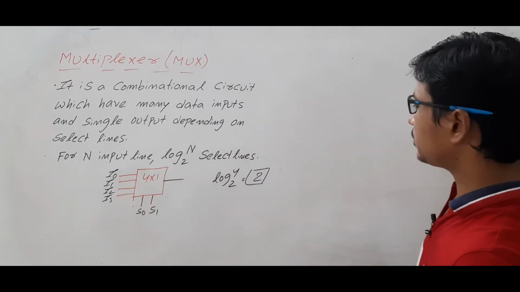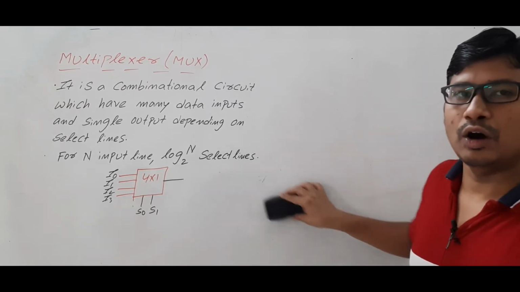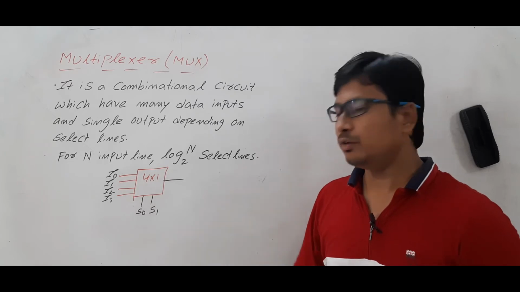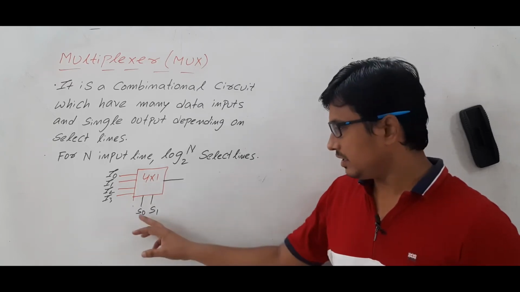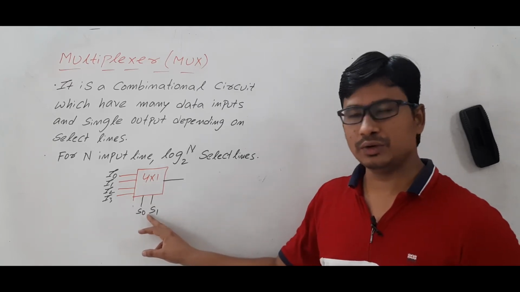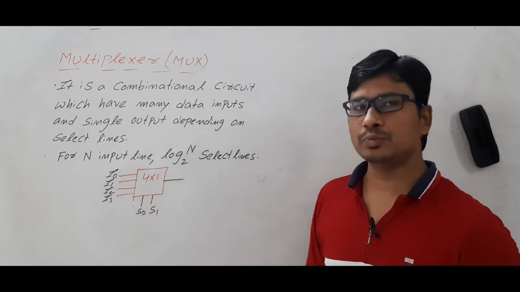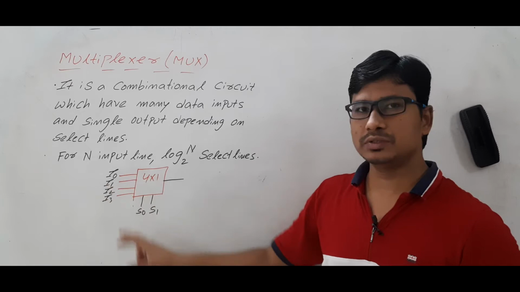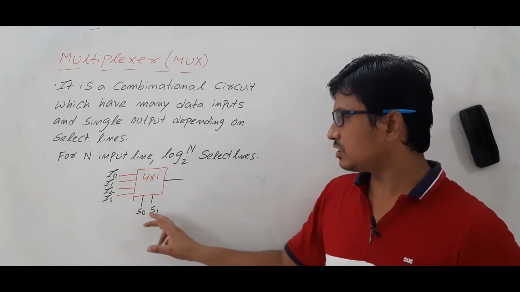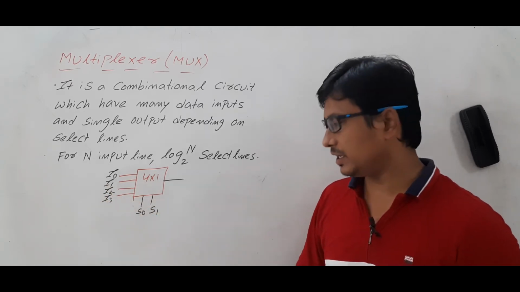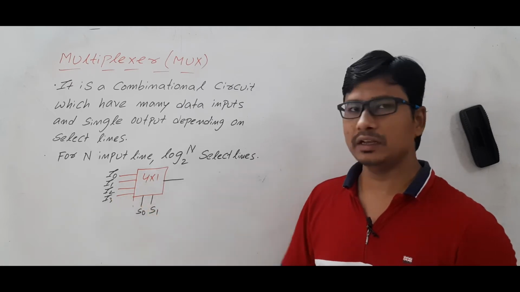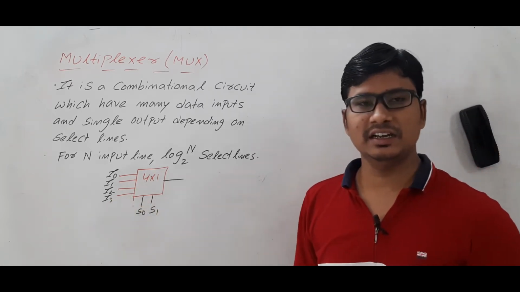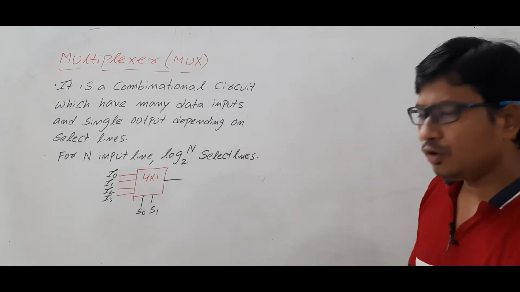Now the output, as I said earlier, will depend on the values in the select lines. If the select lines are 0 and 0, it will produce the output as I0. If it is 0, 1, it will produce the output as I1. If it is 1, 0, it will produce the output as I2. If it is 1, 1, it will produce I3. Is it clear? Are you able to understand? I hope you have understood.